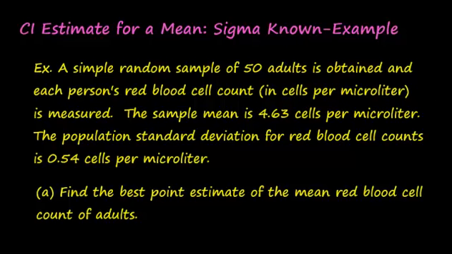Well, the best single value that estimates the mean is the sample mean, right? So we would say X bar equals, and they told us the sample mean, 4.63. If we have one value to represent the population mean, this is it. That's our best point estimate.